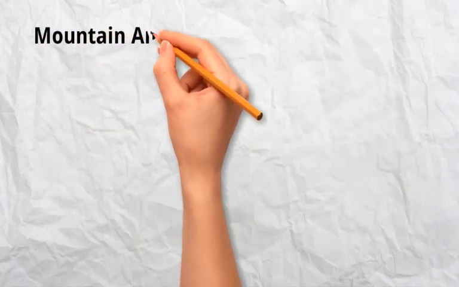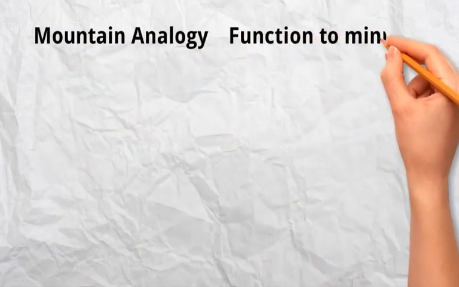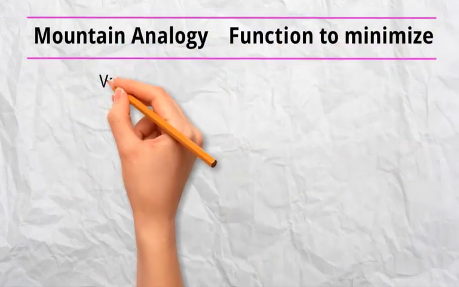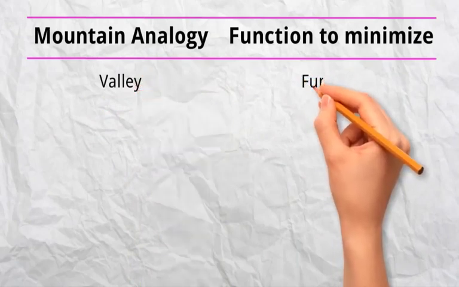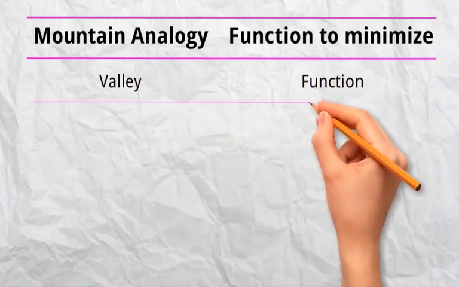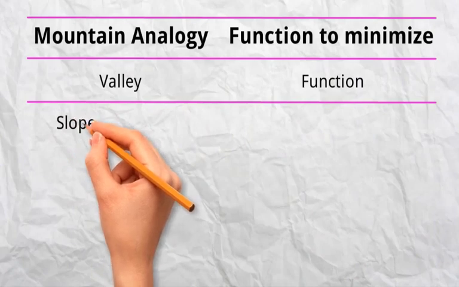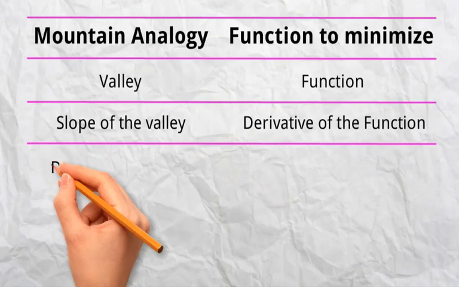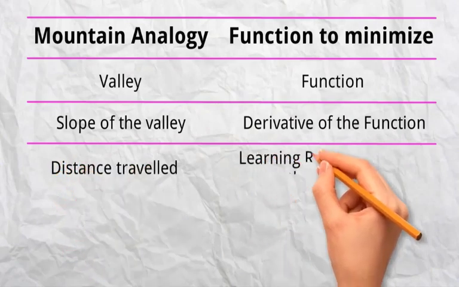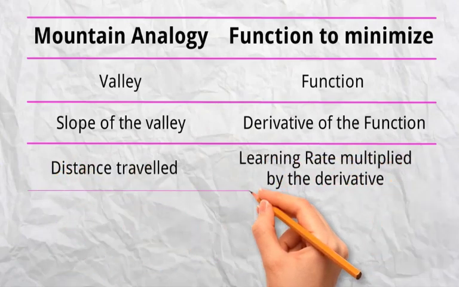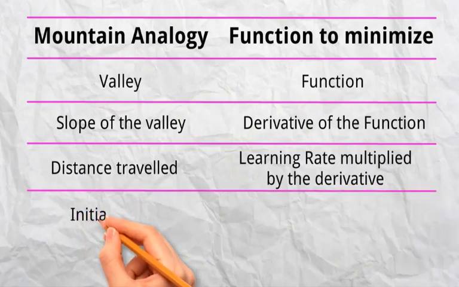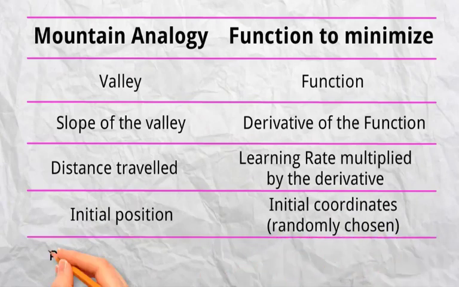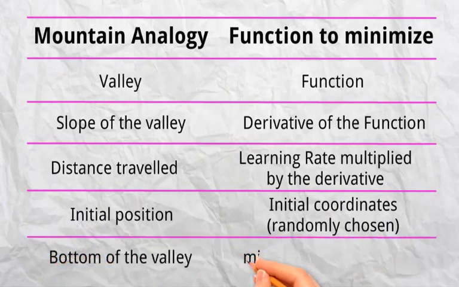In summary, here are the links between the mountain analogy and the mathematical function to minimize. Analogy of the mountain: function to minimize. Valley: function. Slope of the valley: derivative of the function. Distance traveled: learning rate multiplied by the derivative. Initial position: initial coordinates randomly chosen. Bottom of the valley: minimum of the function.